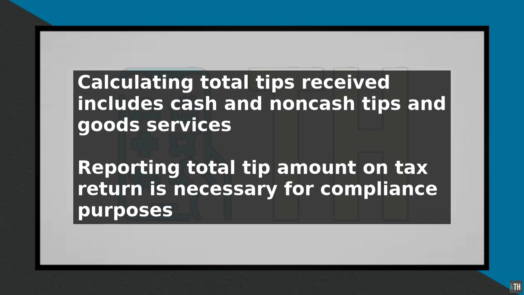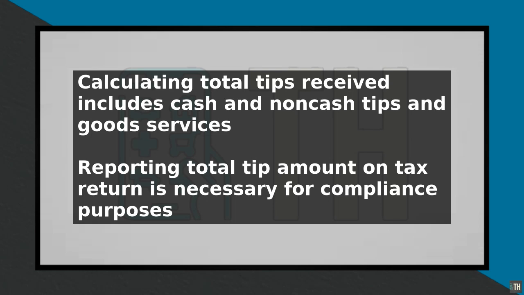On Form 4137, you will report the total amount of tips received during the tax year, as well as the amount of tips allocated to you by your employer. You will also calculate the amount of Social Security and Medicare taxes owed on your tip income.